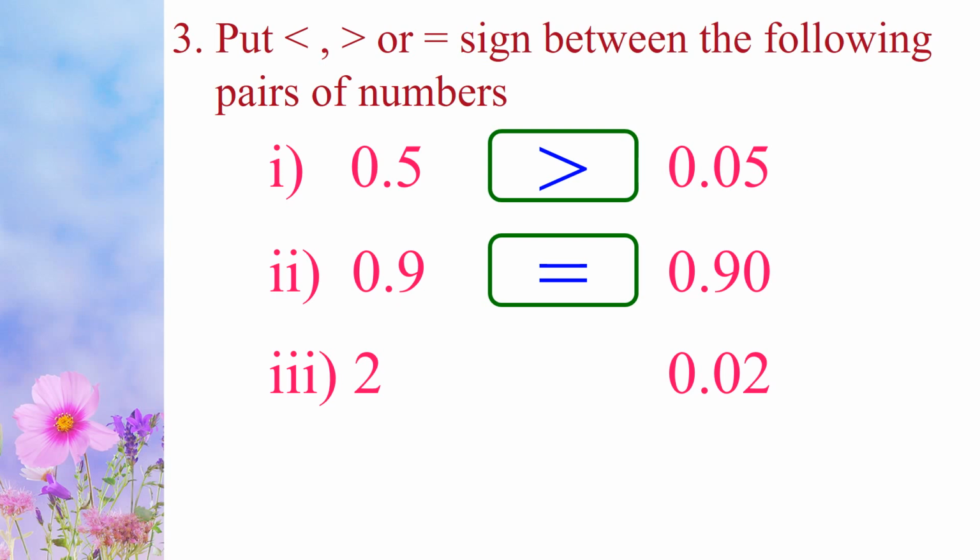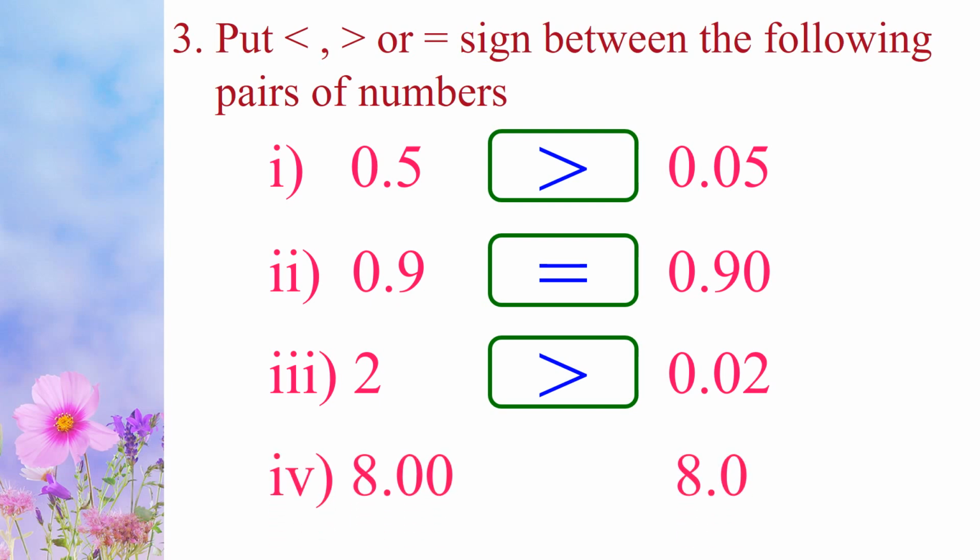Next, the third one, 2 and 0.02. By comparing the whole number part, we get 2 is greater than 0.02. Next, 8.00 and 8.0. By comparing the whole number part, we get both are equal.